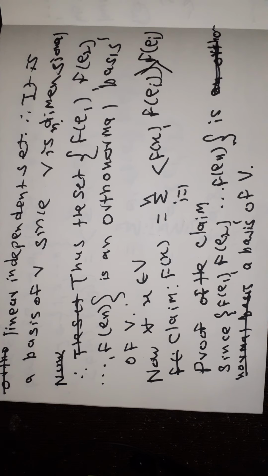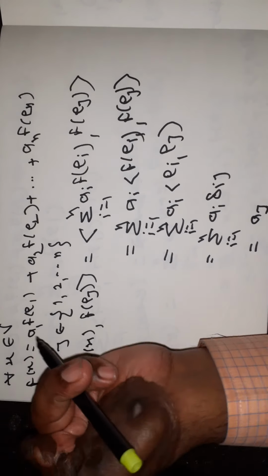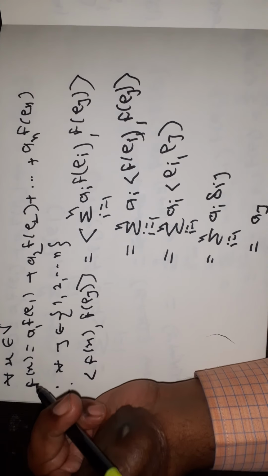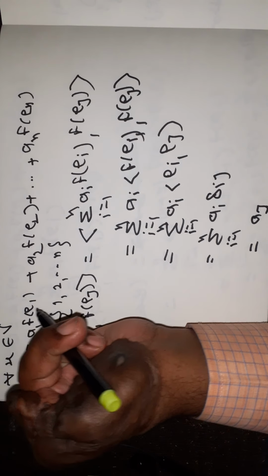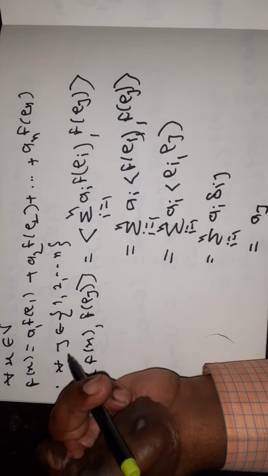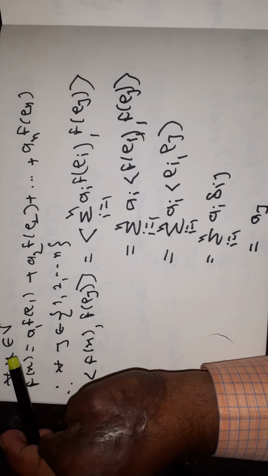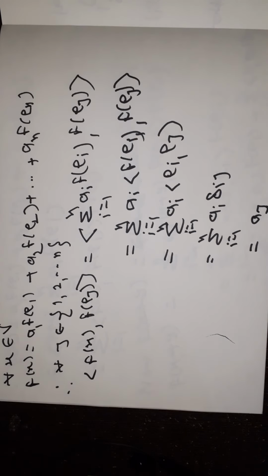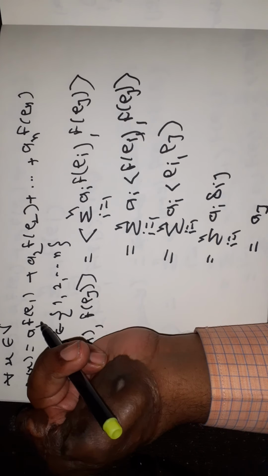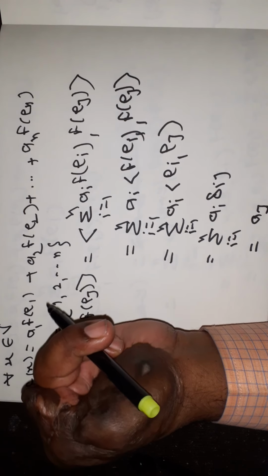Since f(e1), f(e2), ..., f(en) is an orthonormal basis of V, for all x belonging to V, f(x) is equal to a1 f(e1) plus a2 f(e2) plus like this an f(en). Since f(e1), f(e2), ..., f(en) are basis elements and f(x) belongs to V, for any x we have f(x) can be uniquely expressed as a linear combination of f(e1), f(e2), ..., f(en), because this set is a basis of V.